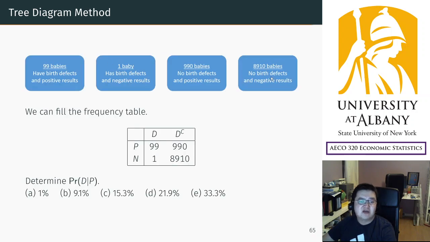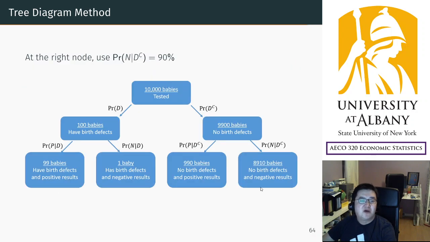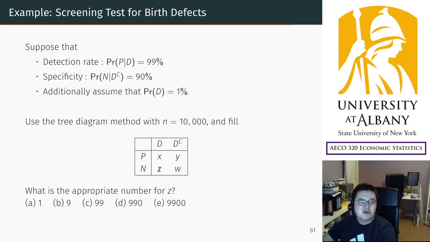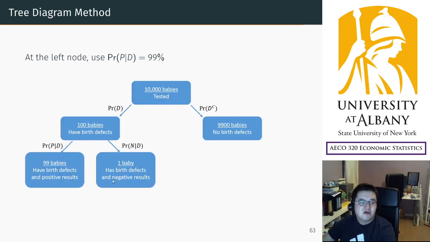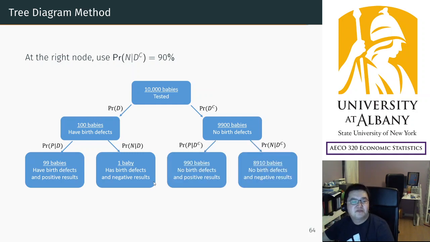So we have 9 categories. Our question Z was those who have birth defects but get a negative result. The answer is 1. There is only one baby out of 10,000 who has the birth defects but gets a negative result.